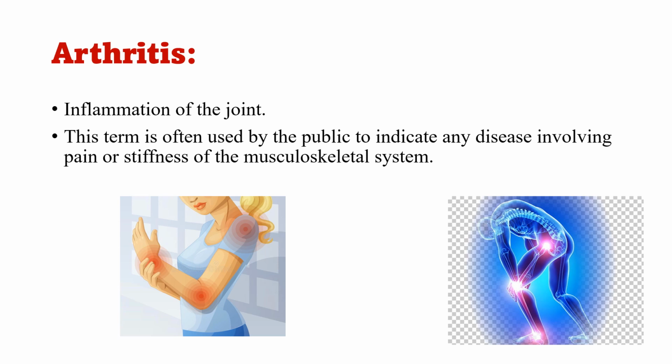First of all, we have to talk about arthritis. What is arthritis? Arthritis is inflammation of the joint. This term is often used by the public to indicate any disease involving pain or stiffness of the musculoskeletal system. So we should make sure from the patient whether his problem is related to real inflammation of the joints or the connective tissue, or it's just pain, not inflammation.